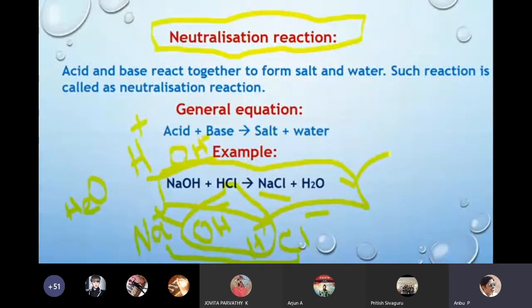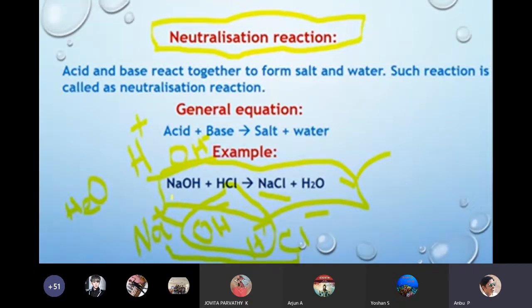Sodium hydroxide. Ishwar, tell me, is sodium hydroxide a strong base or a weak base? It's a strong base. Okay, hydrochloric acid. It's a strong acid. Very good. So the reaction between sodium hydroxide and hydrochloric acid is a reaction between a strong base and a strong acid, so the salt will be a neutral salt. When a strong acid and a strong base react, it will be a neutral salt.